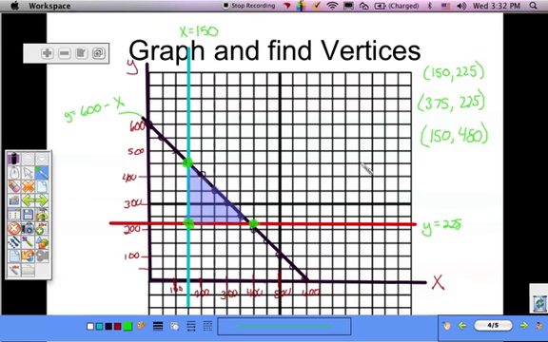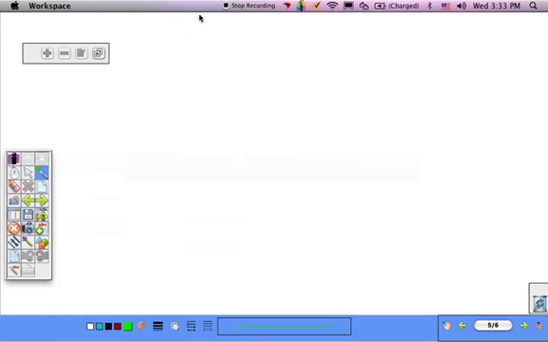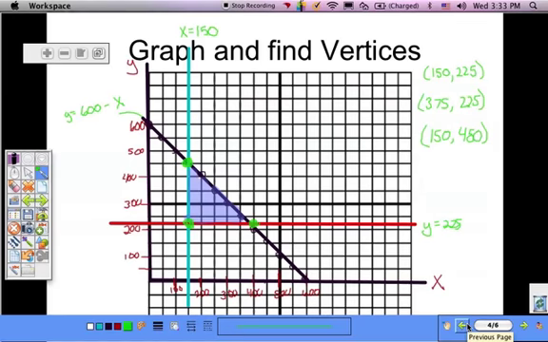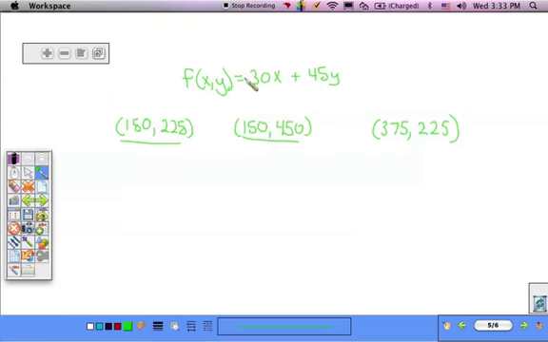Now what we have to do is actually maximize this and find out the maximum profit we can get. So let's go back. Our profit equation was f of x, y equals 30x plus 45y. Now we have those intersection coordinates, so let's write those down. 150 and 225, 150 and 450, and 375 and 225. I believe that's what it was. Yep.